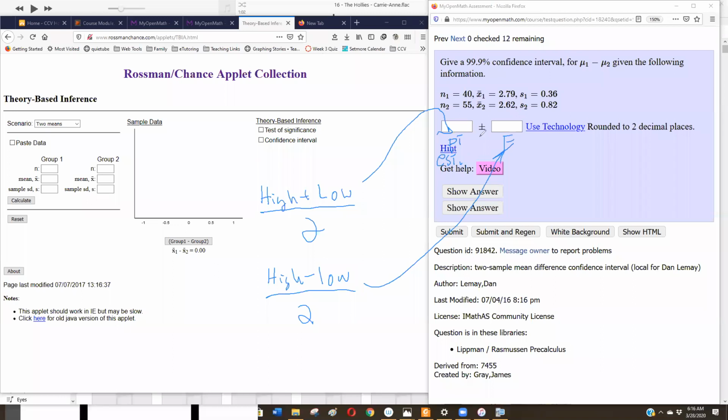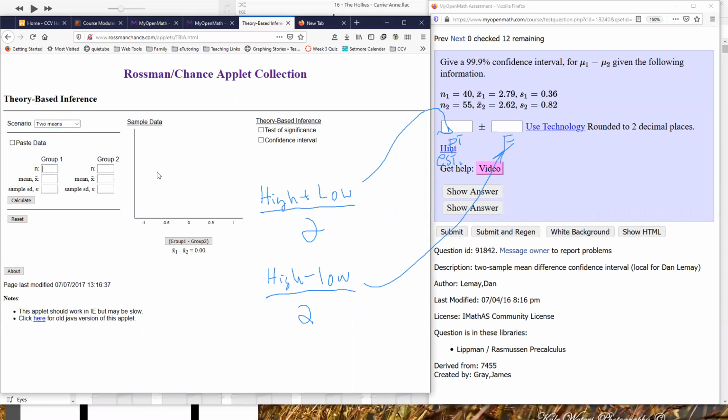That's what they want. So we could do this by hand with formulas, and Dr. Stevens shows you how to do that. I'm going to show you how to do the mean. So I'm at Rossman Chance. I've got to do the drop down to make sure I have two means selected, and I've got to type in the numbers like they tell me to.